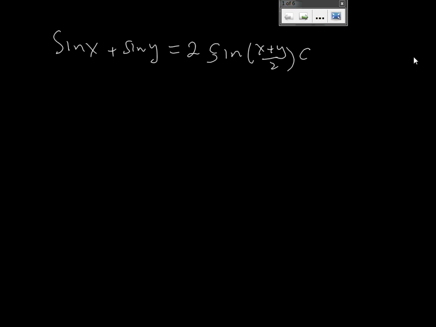Going to prove some sum to product rules. First one's going to be the following. We want to prove that the sum of sine x plus sine y is nothing more than, let's see, 2 times sine of x plus y over 2 times cosine of x minus y over 2.